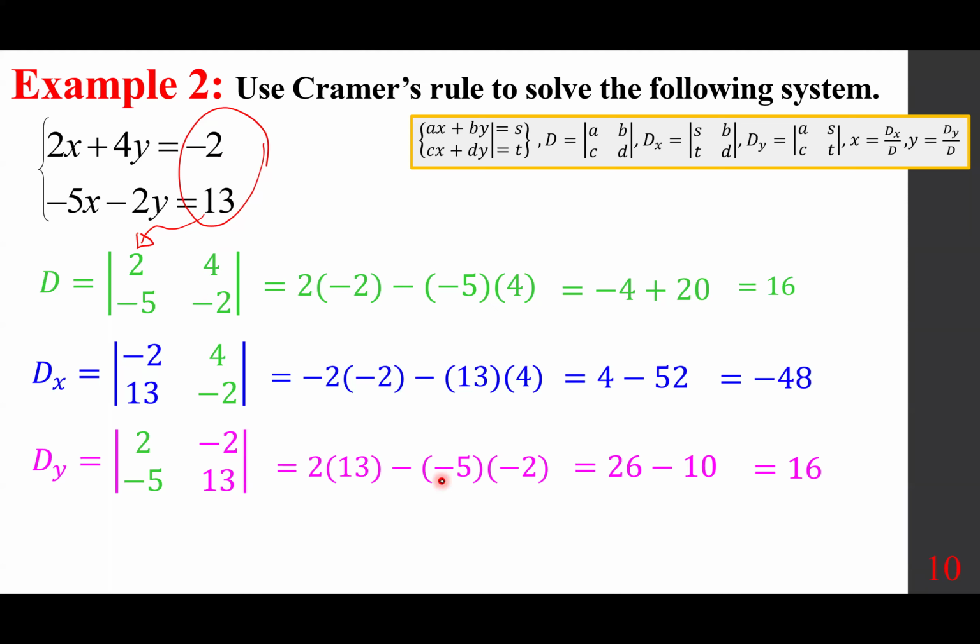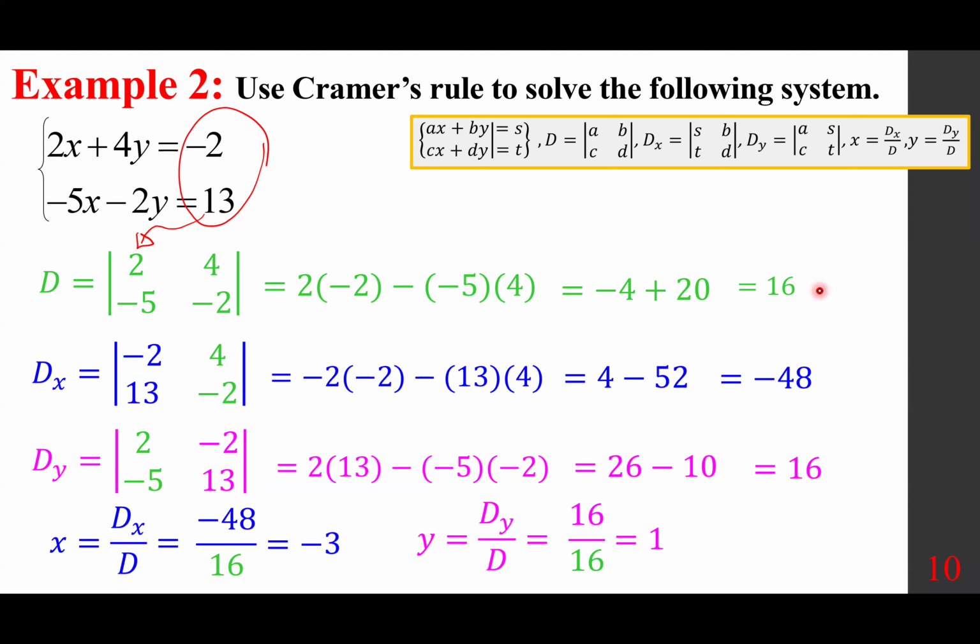Now, we are going to follow: x is D sub x over D. D sub x is minus 48 over 16. We get negative 3. y is D sub y over D, which means 16 over 16, which means 1. And therefore, the result is negative 3, comma 1. That is the solution. And you must check.